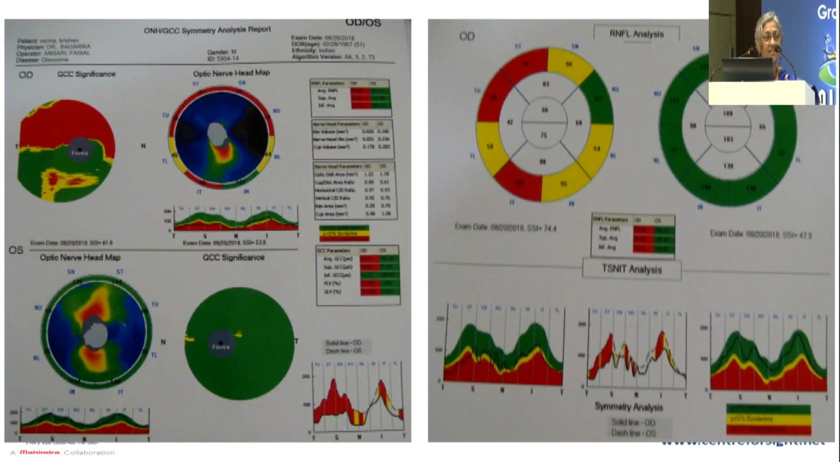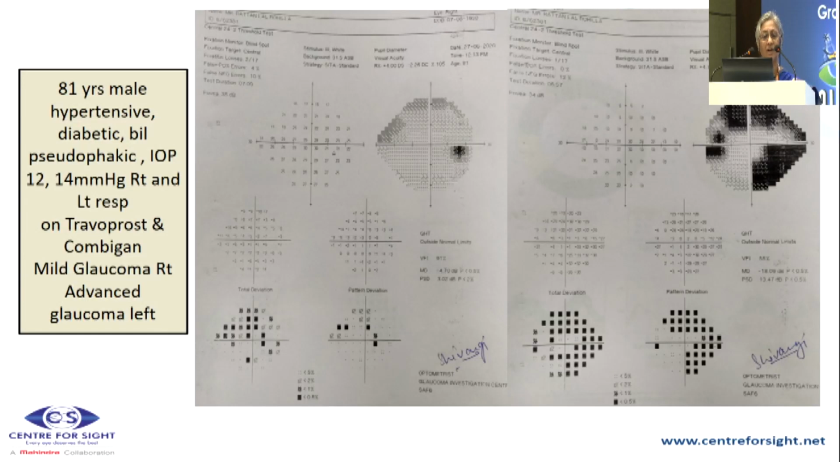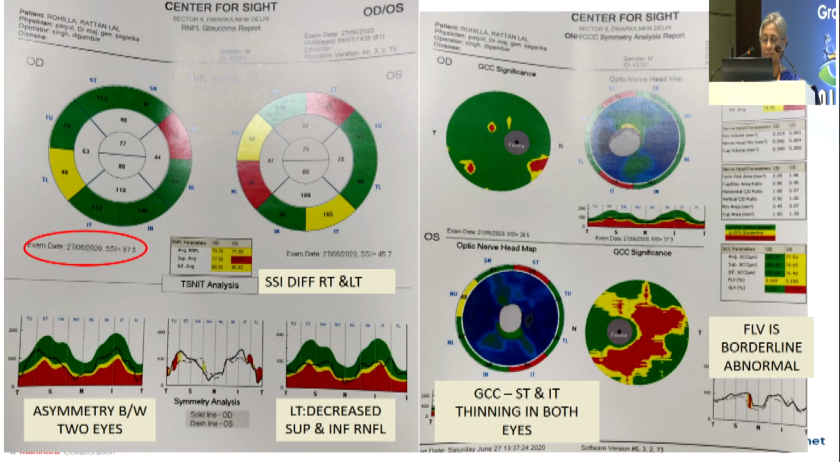And when we did his OCT, we find that there is a huge defect in the RNFL as well as in the GCC, and of course the huge amount of asymmetry, signifying that the patient has properly glaucoma. 81-year-old male, hypertensive, diabetic, bilateral pseudophakic, on lots of medicines, again, we find that this patient definitely has.